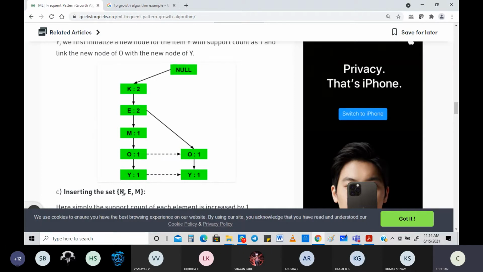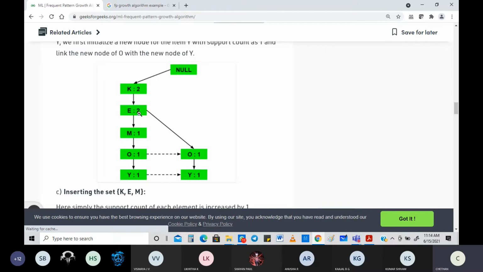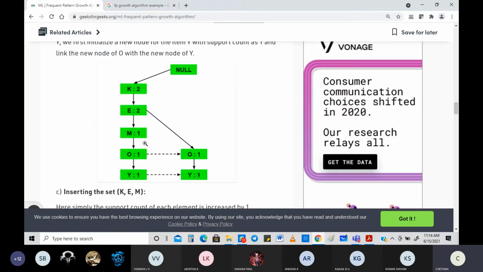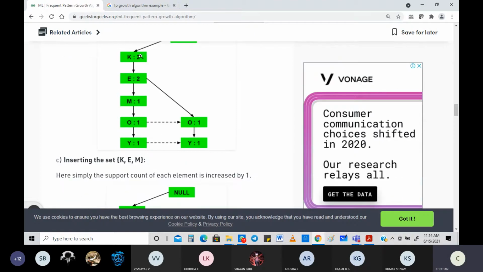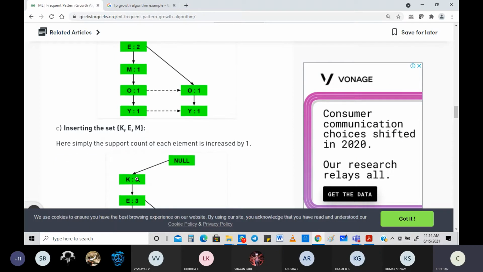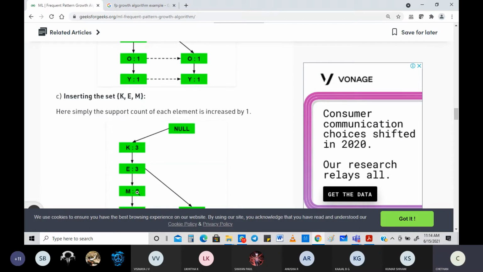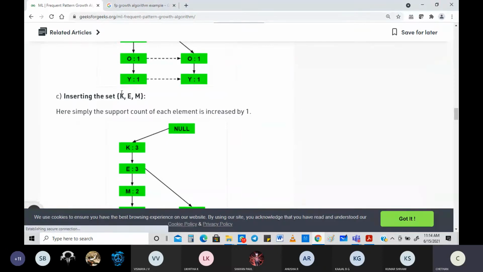Now you look into the third one, KEM. K is here, it will be incremented to 3. E is also here, directly incremented to 3. M is also directly here. See, K, E, M, all coming in the same line. So K is 3, E is also 3, M is equal to 2. Very simple, without any problem. M will become 2. So 3, 3, 2. You can see the same thing happening here. This is very easy.